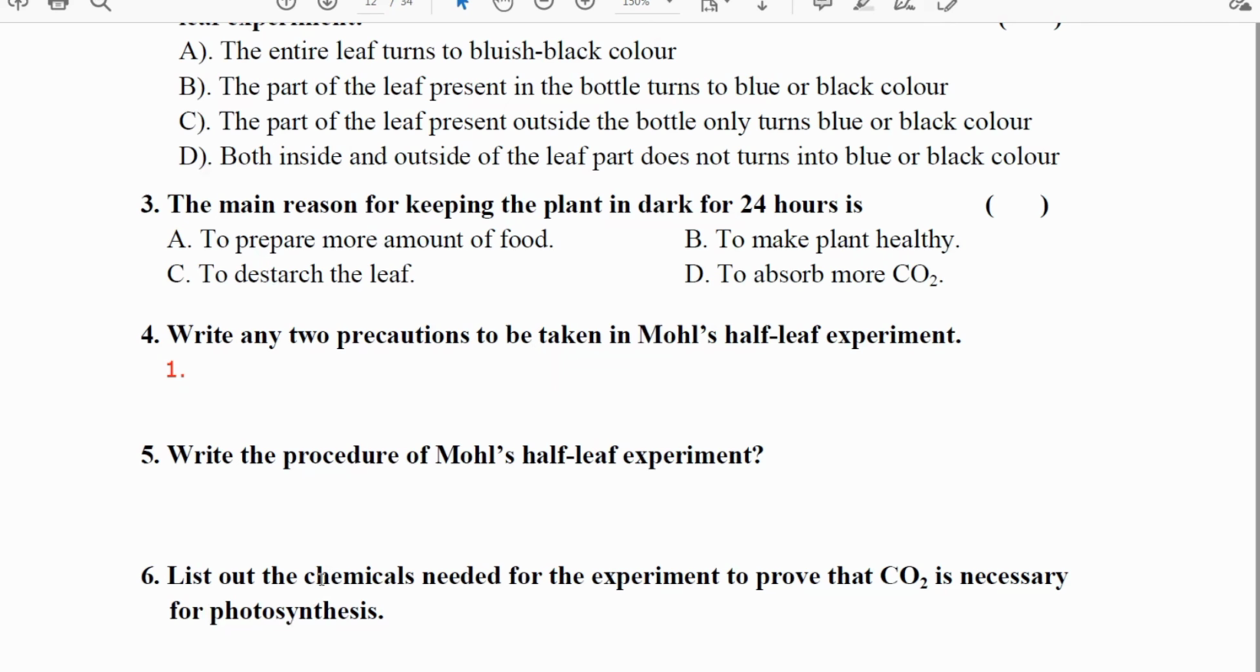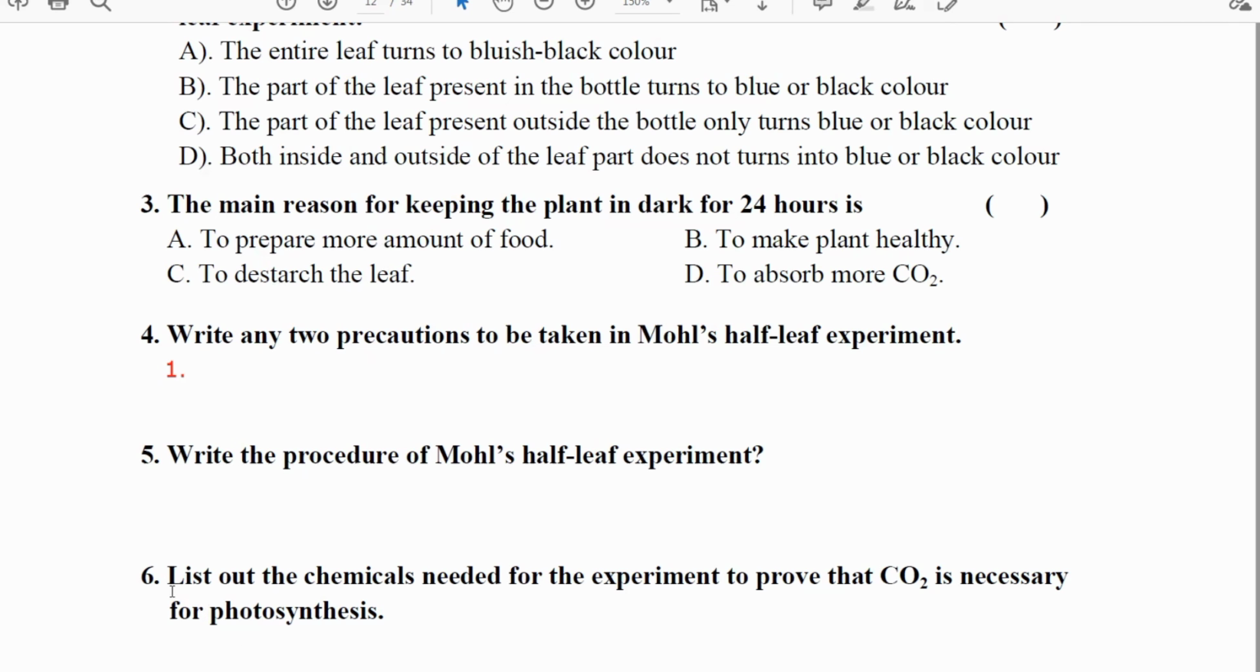After the time is over, what happens? Take out the glass bottle, detach the leaf and test the leaf by taking iodine reagent. The portion of the leaf which is present outside the bottle turns into blue black color. Why? Because it receives the carbon dioxide from the atmosphere. But the portion of the leaf which is present inside the bottle does not receive the carbon dioxide, hence it does not turn into blue black color.